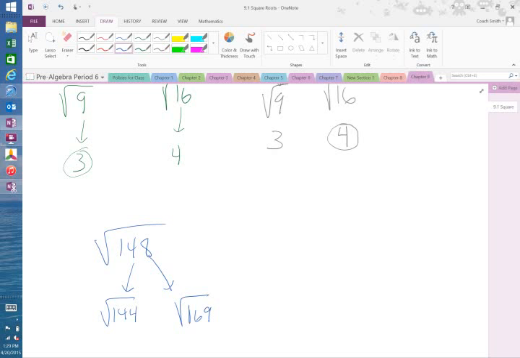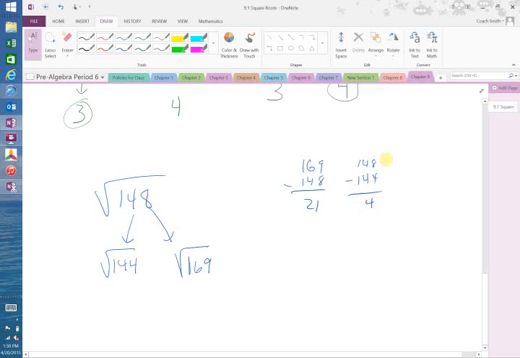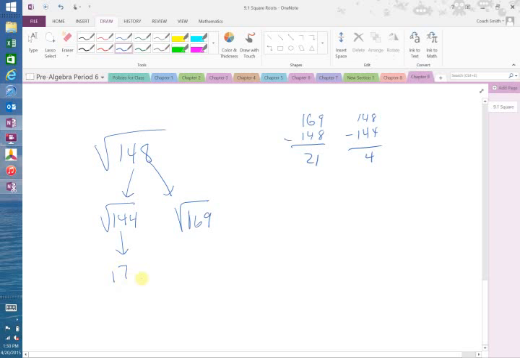Now, what we have to look at, and it gets harder as the numbers get bigger, is 169 minus 148. Well, that's 21. So 148 is 21 away from 169. 148 minus 144 is 4. So it's obviously closer to 144. So therefore, the approximation to the nearest integer for 148 would be 12.